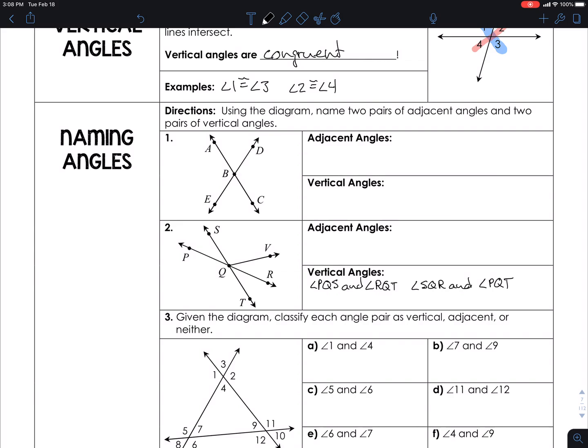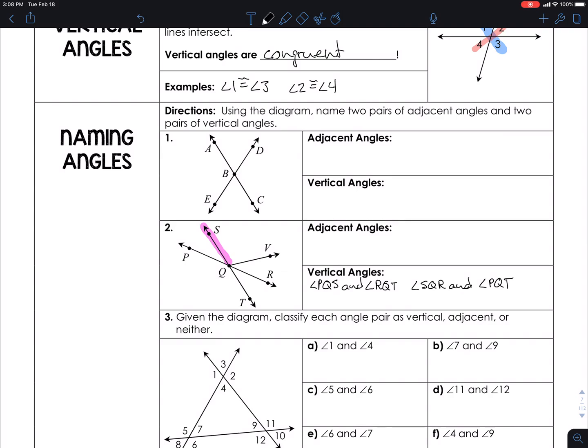Adjacent angles, it's any angle that's next to each other. So it's kind of a pain in the butt. So I'm going to show you here's the easiest way I think to do these. I'm going to pick one of the rays. Remember, a ray is what comes out of the vertex and goes out as one of the sides. Here's a ray. So I name the two angles that are on each side of it.